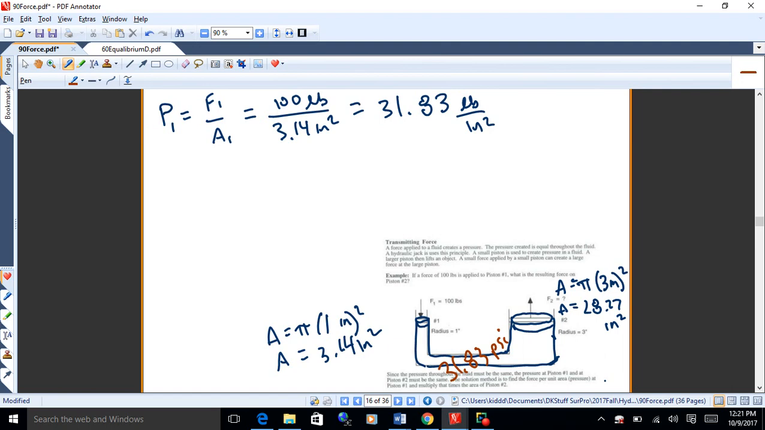All right, now, anywhere in that fluid is 31.83, so how much force would you get out on the other side? So we're pushing down here on this side with 100 pounds, and what we want to know is what's this force over here? So what are we going to do here? The force on side two is what? That's going to be the pressure times A2, right? Yeah. So we ought to be able to multiply that out and get the force. Yeah, pressure is the same everywhere. So what we're doing there, we're using the left-hand side to find the pressure and the right-hand side to find the force. That's what we're doing.